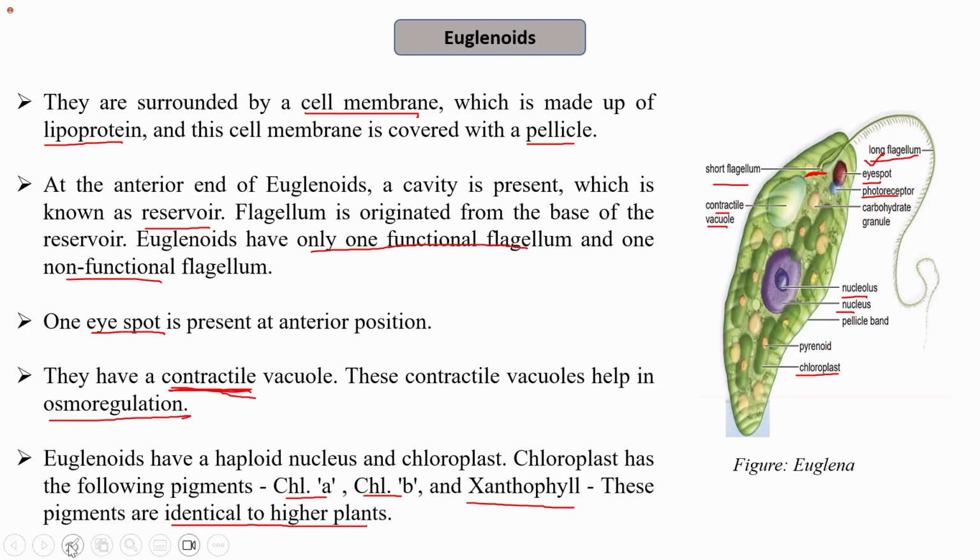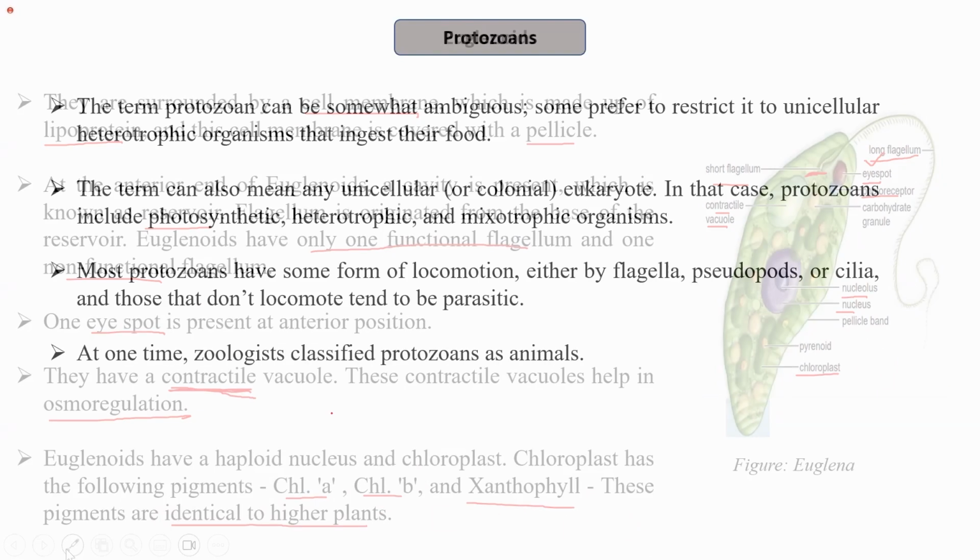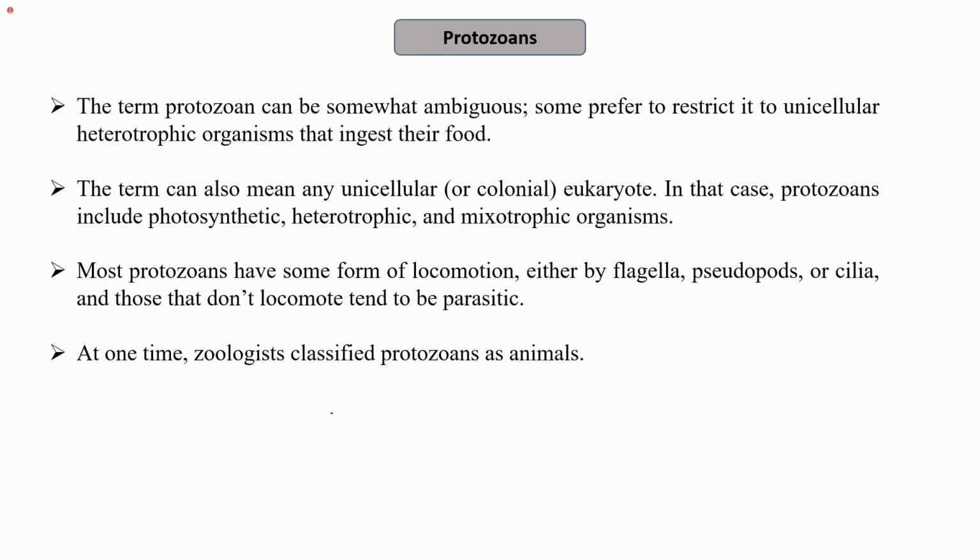They have contractile vacuoles. These contractile vacuoles help in osmoregulation, that is, maintaining the osmolarity of the cell. They have a nucleus which is surrounded by a nuclear membrane, which is a eukaryotic cell. They have chloroplasts. The chloroplast pigments are chlorophyll A and chlorophyll B, and xanthophylls, which are similar to higher plants. The next group is the protozoans.